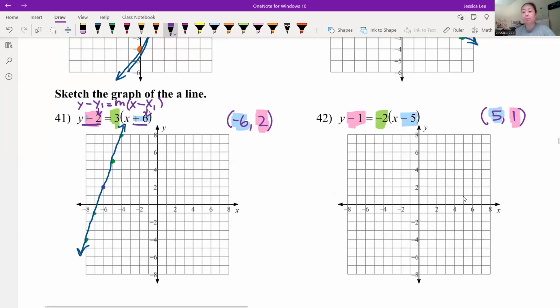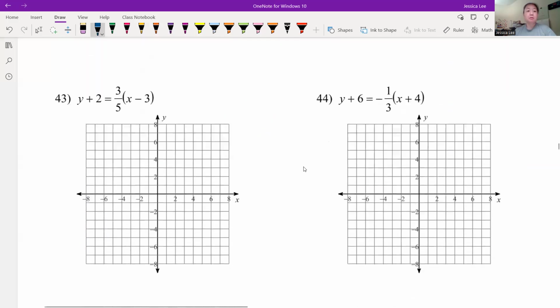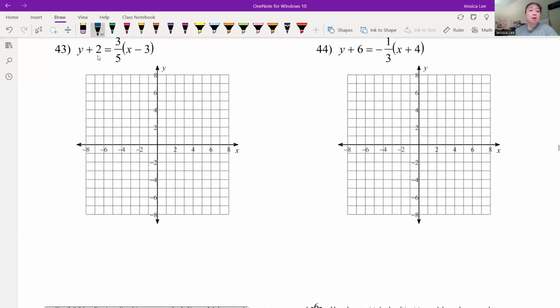So I'm going to go over to 5, up 1. There's my point on the line. And slope of -2, so I'm going to go up 2 to the left 1 to make that a decreasing slope. Or down 2 and right 1. All right, we're going to draw our line just like that. Done. Number 42.